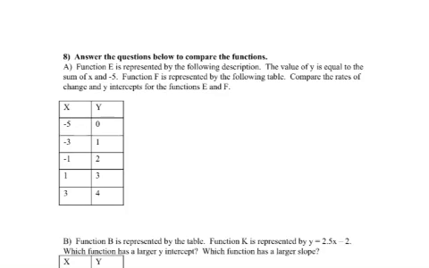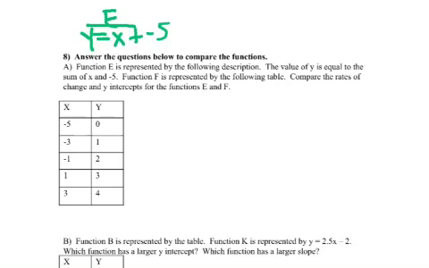Function E is represented by the following description. The value of y is equal to the sum of x and negative 5. So the first thing I'm going to write down is my equation for function E, which says the value of y is equal to the sum, which means addition, x plus negative 5. Then it says function f is represented by the following table. Compare the rates of change and y-intercepts.